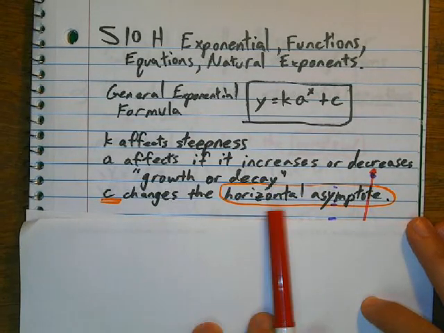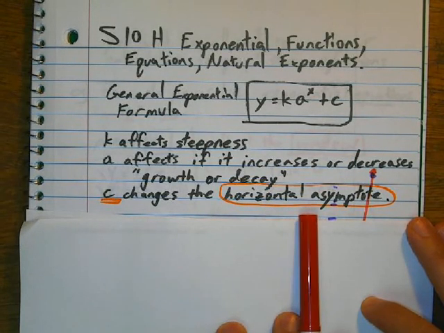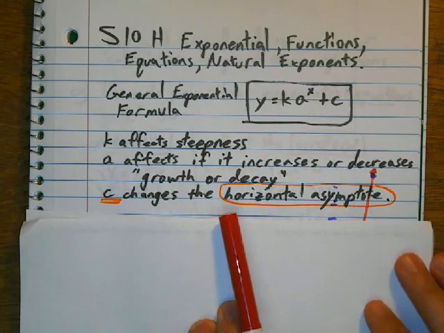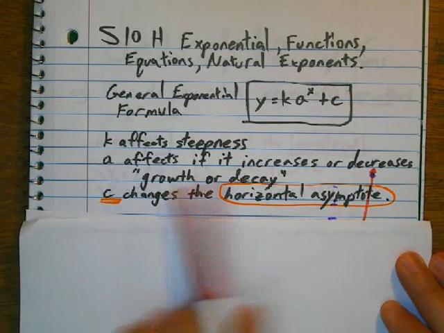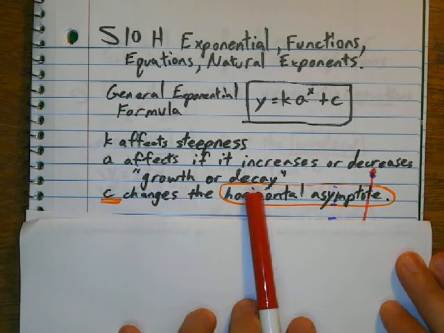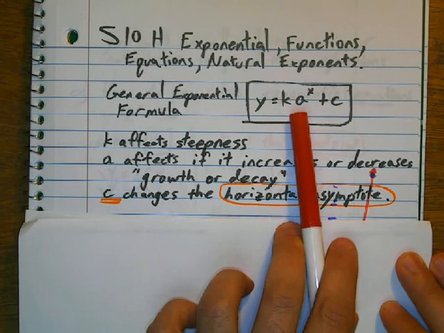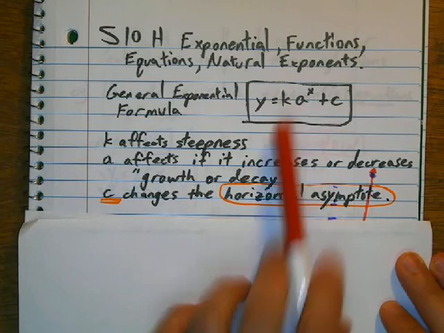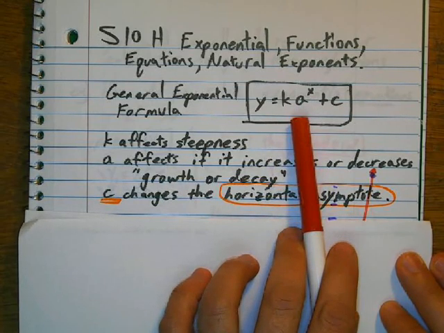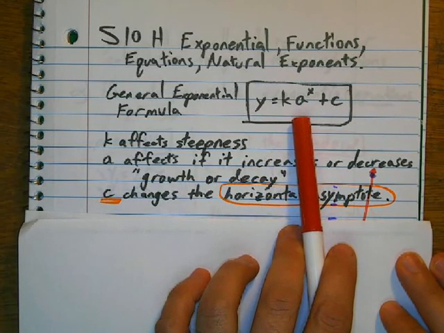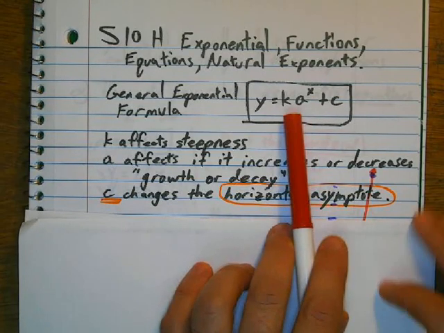C stands for the horizontal asymptote, and A affects whether it's growth or decay. If it's a number greater than 1, then it's going to be growth. If it's a fraction between 0 and 1, it's going to be decay. And K determines how steep it is.